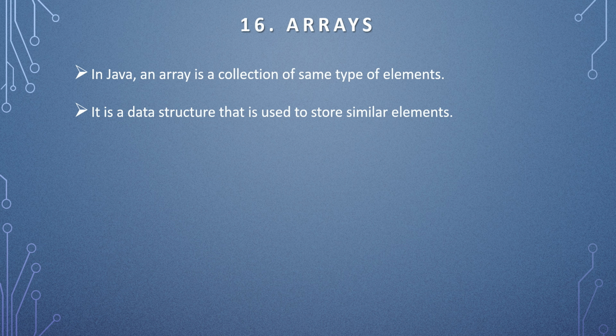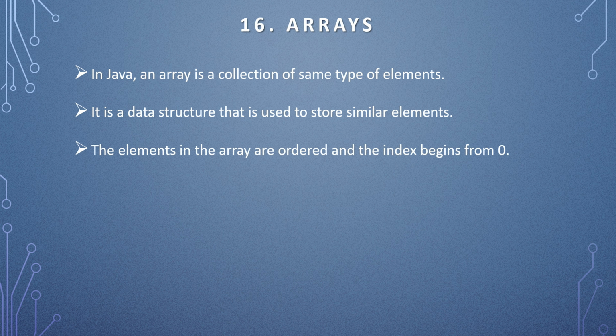Dynamic allocation is done for array. We will discuss this later in detail during memory management related topics. For now, simply remember resources are allocated dynamically. The elements in the array may be stored on consecutive memory locations, but not a must. The elements in the array are ordered and the index begins from 0.